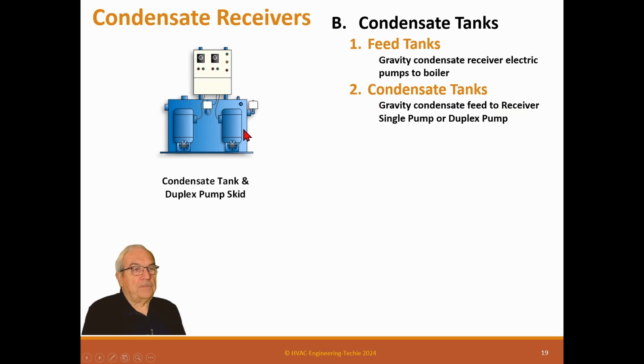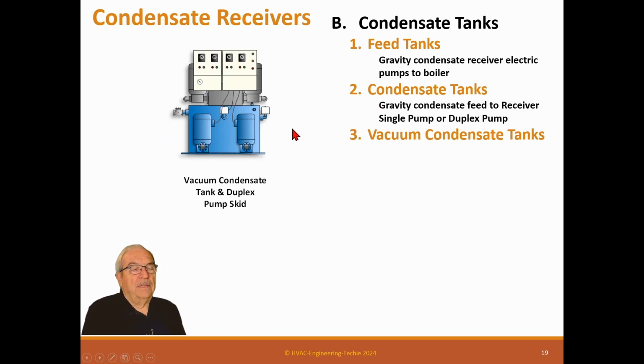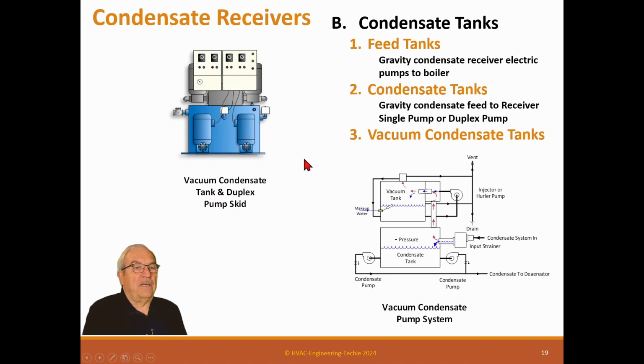Single pump or duplex pump, can have either one. Then we have vacuum condensate tank pumps, and these actually provide a vacuum on the condensate line to be able to vacuum the condensate back into the system. And these are duplex. This is a skid, so it has duplex pumps and duplex pump controllers on the unit, and this is how they work, which is really strange.